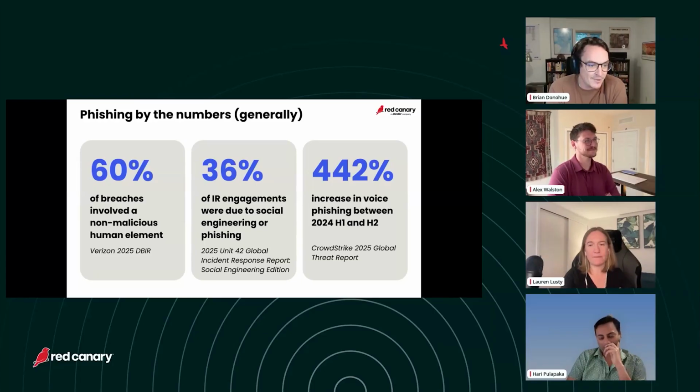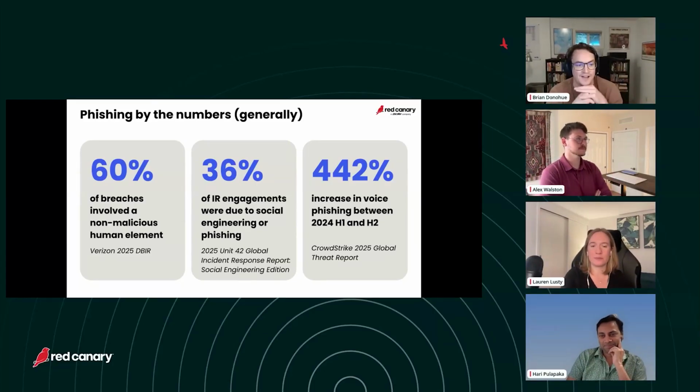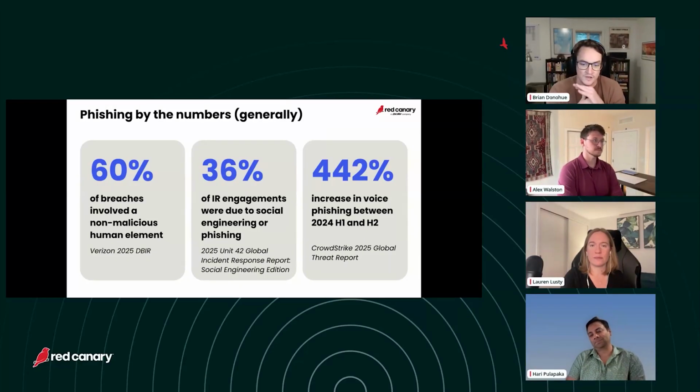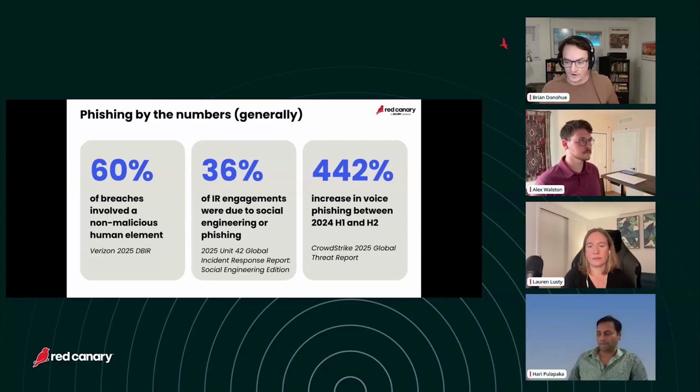All right. So by the numbers, just to get our heads wrapped around the scope of phishing. According to the Verizon Data Breach Investigations Report from 2025, 60% of breaches involve some sort of non-malicious human element. And then Unit 42 says that 36% of IR engagements were due to some form of social engineering or phishing. And our friends over at CrowdStrike have been seeing massive increases in phishing, including a 442% increase in phishing between the first and second halves of 2024. That's from their global threat report.